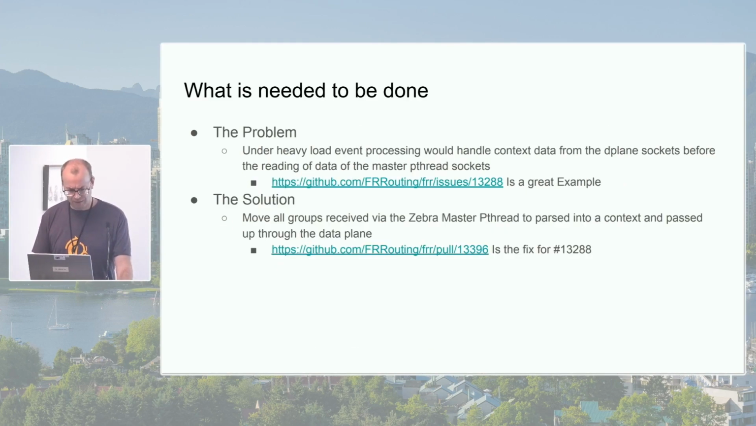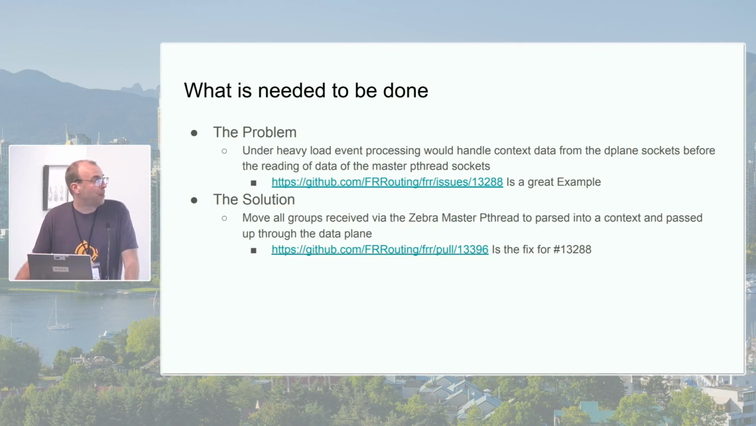So the problem is that under heavy load processing, interface creation events would come in on the netlink, and the interface address events would come on the data plane. The address events would be handled first in Zebra, and we would drop them, and we would end up not knowing about address information in Zebra.